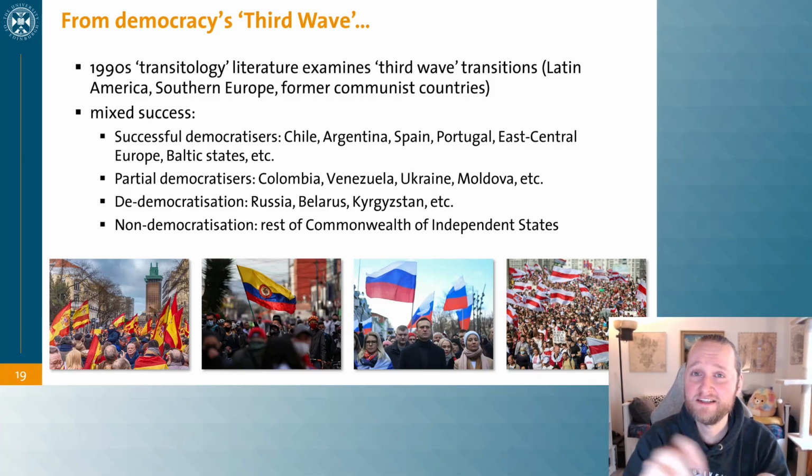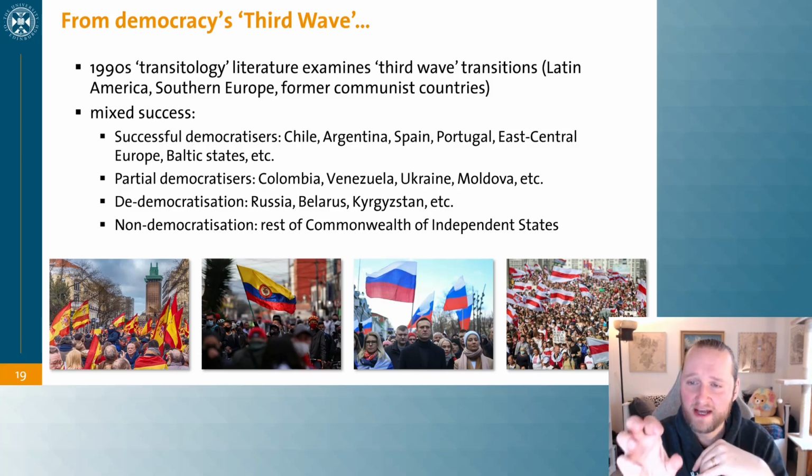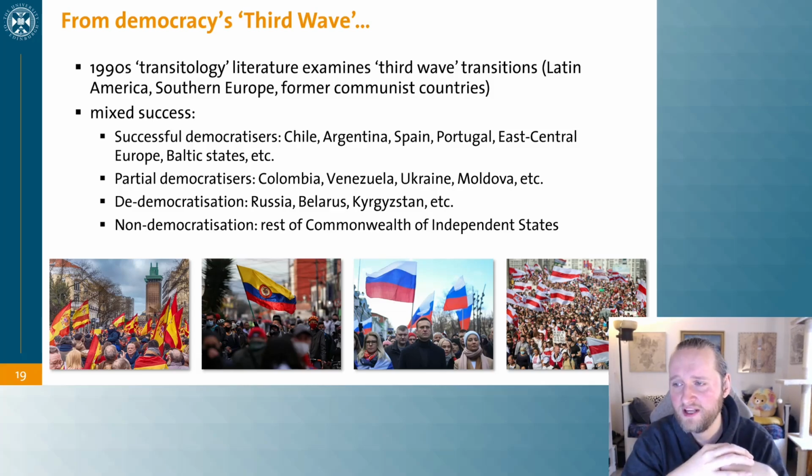But we've seen very mixed successes here. So the democracy's third wave isn't a complete turnaround of all the trends that we've seen before. We have some cases such as Chile, Spain, Portugal, or Eastern and Central Europe that have been quite successful at democratizing. We have some countries that have really only come part way, Colombia, for example, Ukraine, or Moldova. You've seen some states that, on the other hand, have actually slipped backwards, that have de-democratized, arguably, their political system and their political process, such as Russia or Kyrgyzstan.